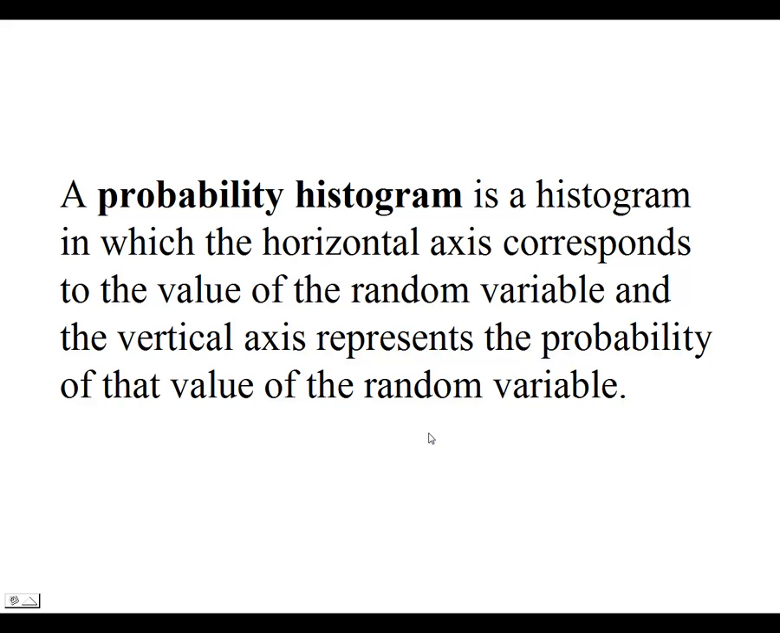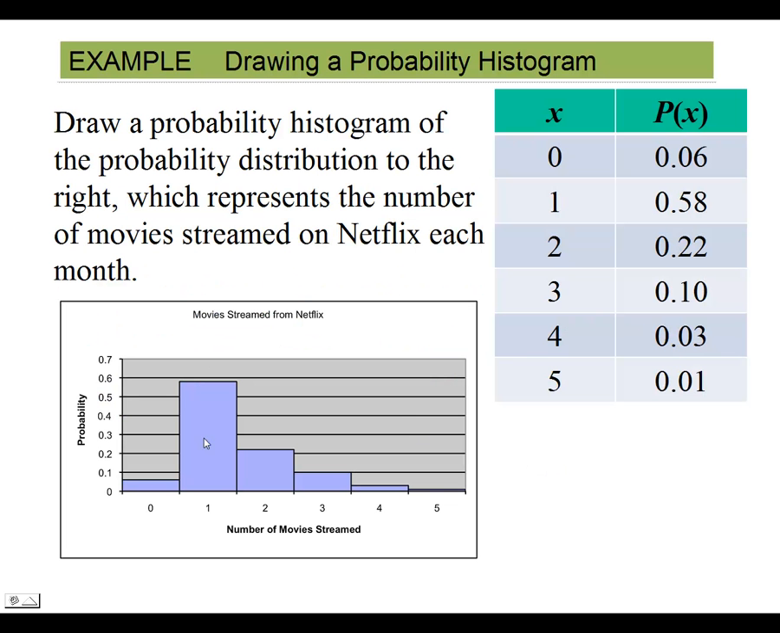Now, a probability histogram is much like a histogram that you do for frequencies of different values. The x-axis represents each of the different x values, and the y-axis is going to be the probability heights. So here is an example using the data from the Netflix, the number of movies streamed each month. There's 6% of 0, so we have 0. That's at about 0.06. 58% or 0.58 did 1, so almost to 0.6, and so forth. Histograms, again, the values should be touching, or the bars, I should say, should be touching.